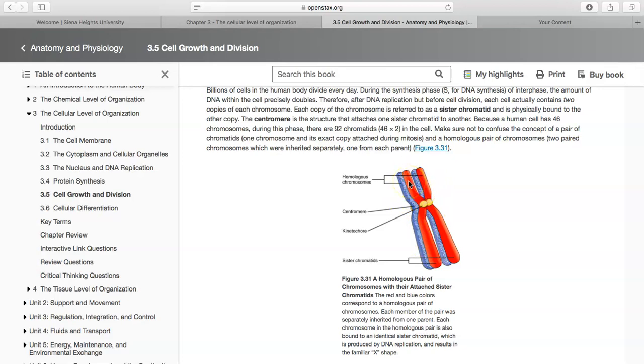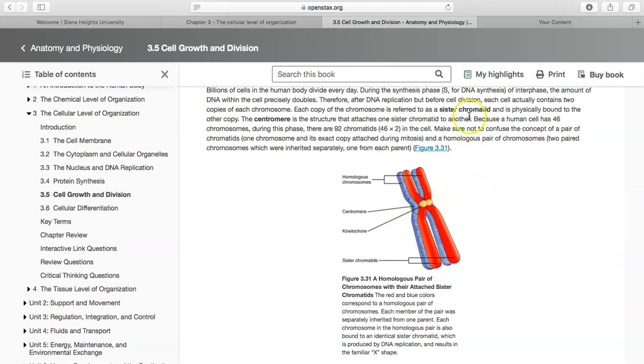So when we talk about the two copies of the red from dad, let's say, and the blue is from mom, let's say red is from dad, blue is from mom. When we talk about the two red copies, we call those sister chromatids. But when we talk about the red copy and the blue copy, we call those homologous chromosomes, okay? So homologous chromosomes are when we talk about a copy from mom and a copy from dad. When we talk about the copy of mom and dad, so the copy of dad and the copy of mom, we call those sister chromatids.